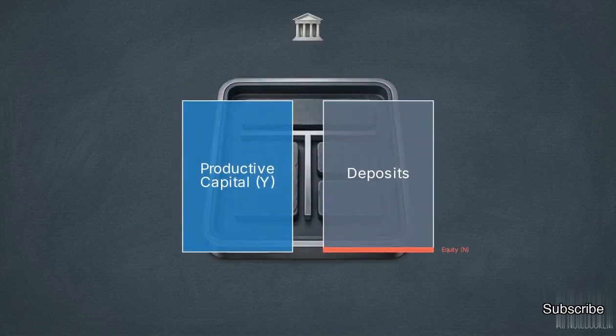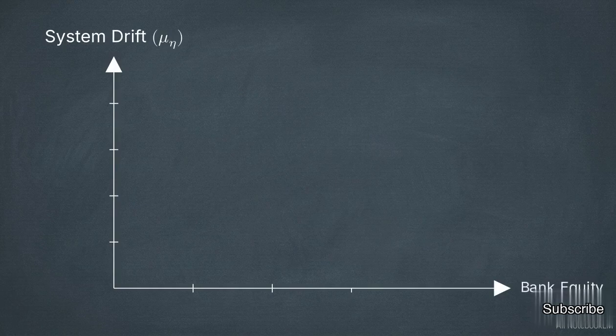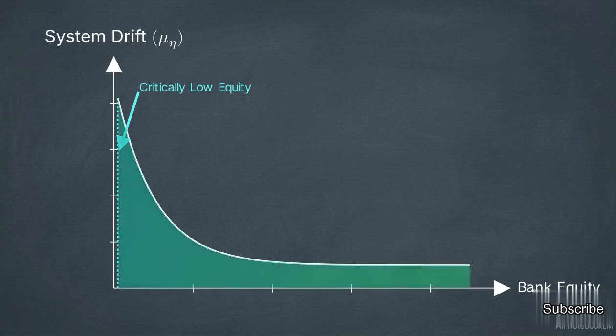This chart graphs the system's natural healing mechanism. It plots system drift, the speed at which banks recover equity, on the y-axis, against total bank equity on the x-axis. Notice how the line curves sharply upward at the far left, indicating a high recovery rate precisely when equity levels are critically low. This recovery is driven entirely by the deposit spread.